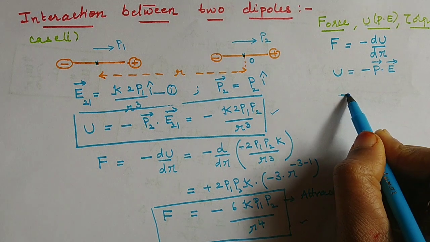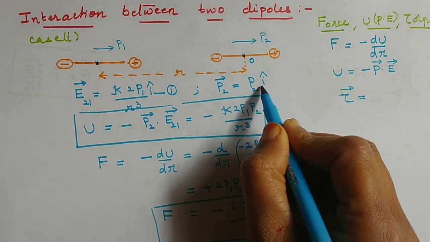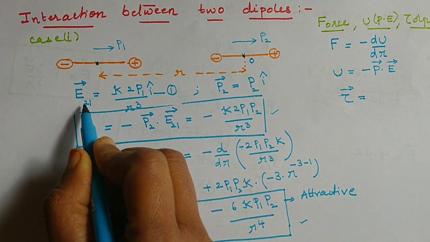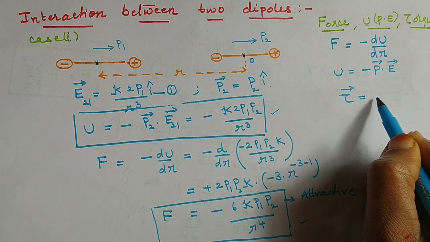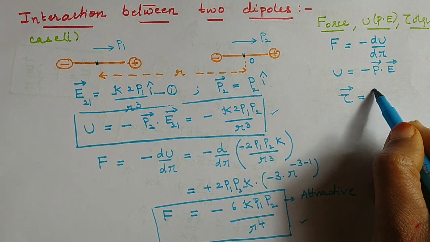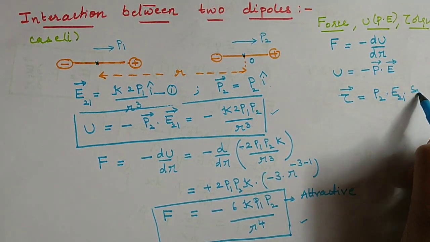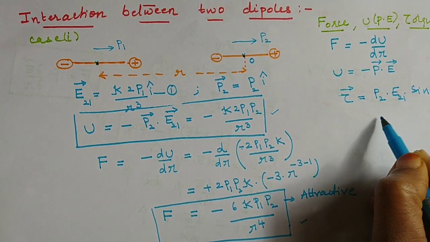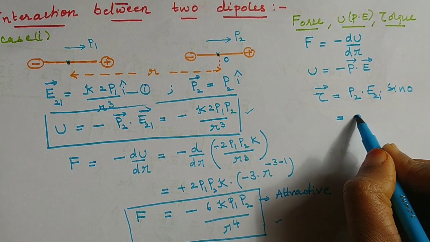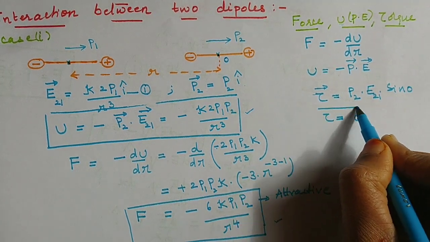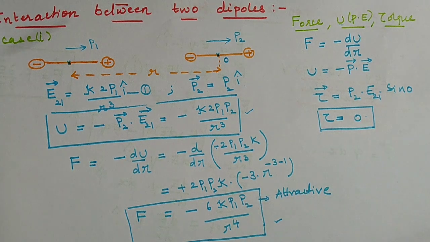So we know torque is P cross E. Dipole moment is along i cap direction. Electric field is also along i cap direction. Angle between them is 0. So it is P2 into E21 into sine 0. Value of sine 0 is 0. So the torque experienced is 0. So the torque acting on the dipole would be 0.